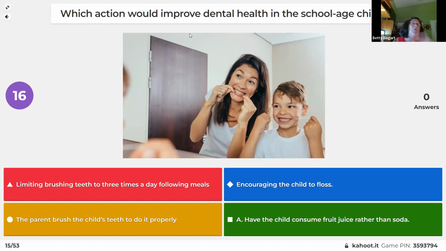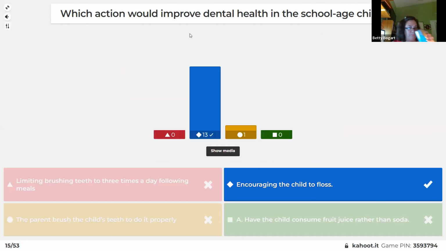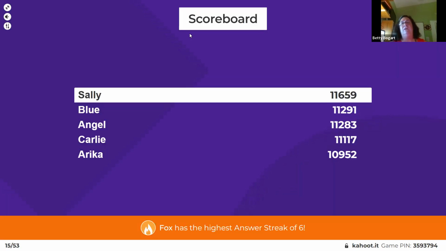What action would improve dental health in the school-age children? And it's actually the older children. So the older school-age children, not the younger. The older children should be brushing their teeth and flossing. The younger school-age children don't have the mobility yet, the dexterity to do flossing, okay? So getting all school-age children to brush their teeth is a good thing. And then with adolescents, you can put in flossing.